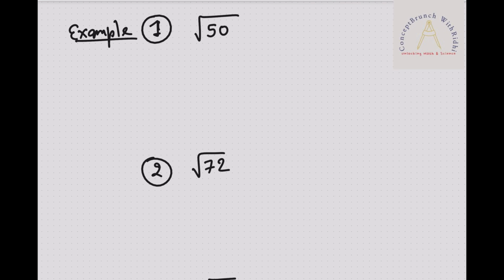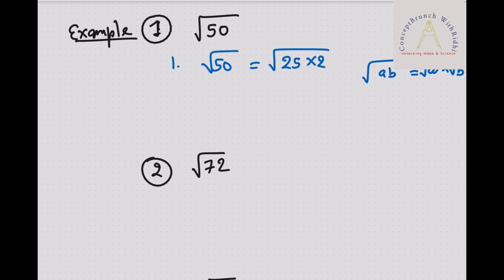Okay. Our first example is root 50. The first step we can do here, write 50 as a product of its factors. So root 50 can be written as root 25 times 2. Now with the formula I told you, root ab we can write as root a times root b, correct? So here we can break it into root 25 times root 2, and root 25 we can write as 5. So it is 5 root 2. Okay.